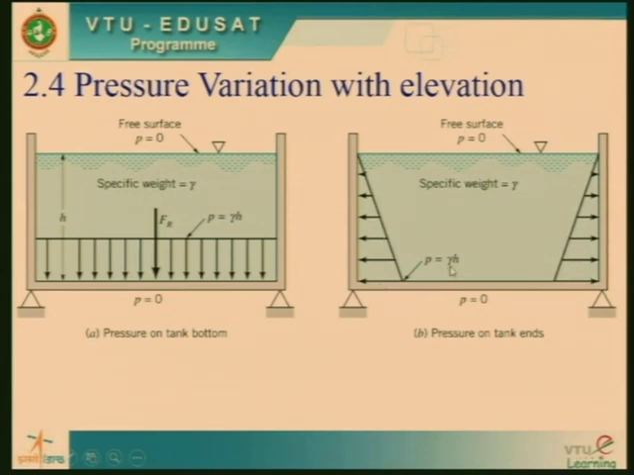So p is equal to gamma h. You can see it is varying very nicely with a triangular pattern. We can say it is a y is equal to mx pattern. Y is the intensity of pressure, x is actually the height, and gamma is a constant, which is the specific weight of the liquid. So on one side at the bottom you can see it is a UDL, and on the other side you can see it is a triangular distribution, okay. We will come back later to how to calculate all those things.